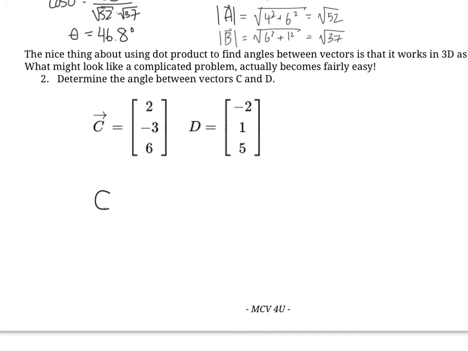So C dot D would be equal to the magnitude of C times the magnitude of D times cos theta, which is the angle between them. So again, if we find C dot D, the magnitude of C and the magnitude of D, we can find the angle between them, which is pretty cool.